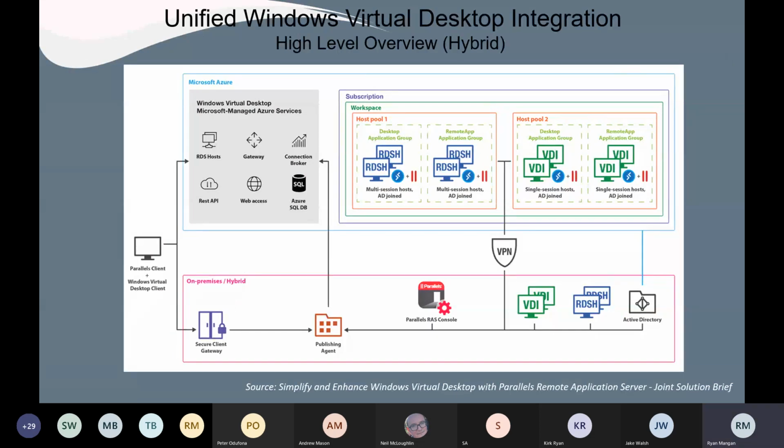So if we take a look at the high-level overview, the core components of Parallels RAS are a publishing agent, which is like the broker service, and the RAS console, and then you have your VDI, your Active Directory, and then your Parallels client, as you can see at the bottom there. And this can be installed on Azure natively, AWS, and other platforms. And as you can see now, the publishing agent nicely connects into the Microsoft managed Azure services for Windows Virtual Desktop. And it enables you to have this multi-session Windows desktop experience, as well as using existing RDS-type remote app capabilities.